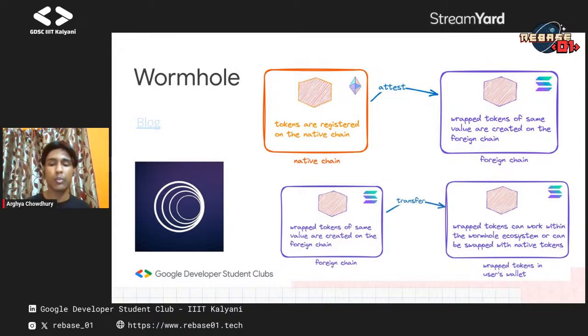And this is how the Wormhole architecture looks like, basically. You can take a deep dive into it, and I wrote a blog on this. That blog is kind of like a research paper, honestly. It has in depth everything that you might need.